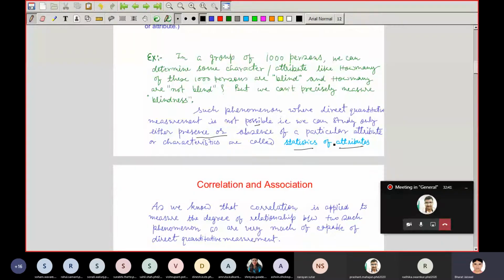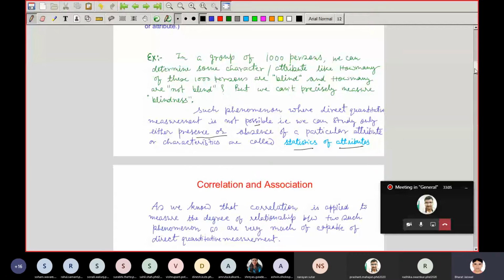So basically in this topic we will study how they are associated with each other. If A and B are two characteristics, two attributes, then we can say only that they are positively associated, negatively associated, or not associated at all, that there is no association between those characteristics.